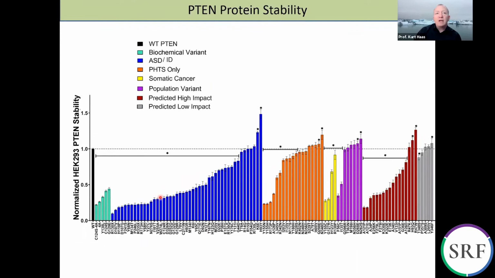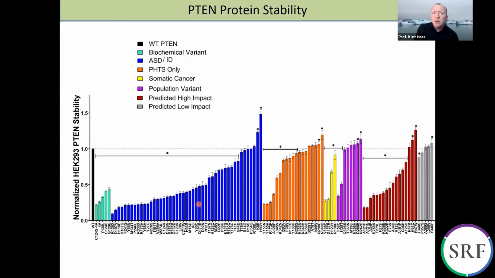And this is the data from 127 variants. So this is protein stability. This data is all normalized to wild type. So this is the wild type PTEN. And I'll just have you focus on first this group here, which are the blues. These are the variants from autism or intellectual disability. And the results were pretty striking. This is the first gene we really looked at. And I was sort of expecting just complete instability or wild type stability.